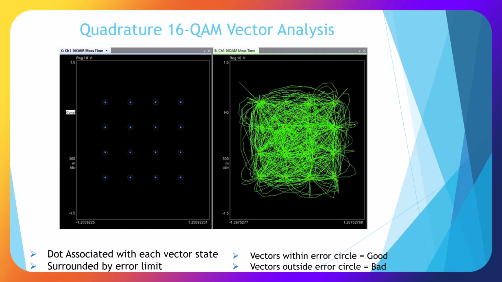This is used at a vector scope, and this is what is necessary for these Quadrature signals. So we have a dot that represents our 16 points. The little circle around there is our error limit. Okay, and that's programmed in. And here's our vector diagram showing the different paths of all these signals as they test it. And this one is very good because everything is within the circle. Anything out of that circle will be bad, but this is a good plot.